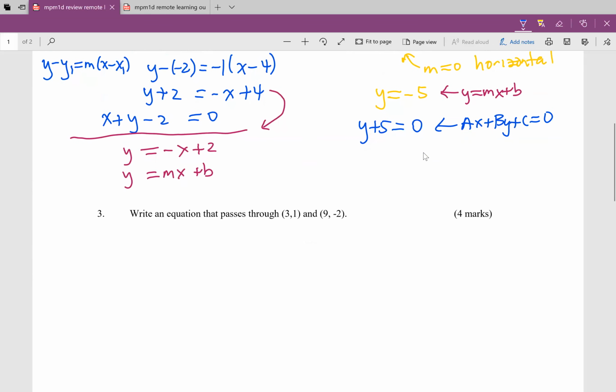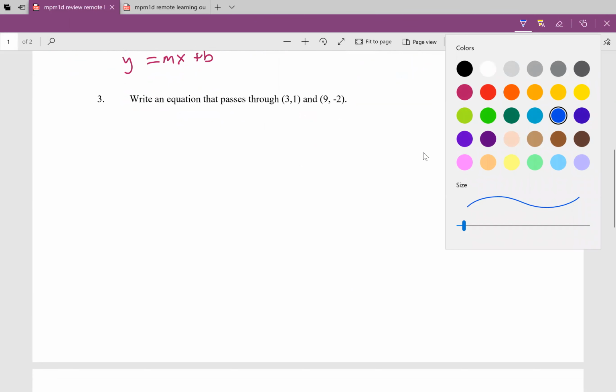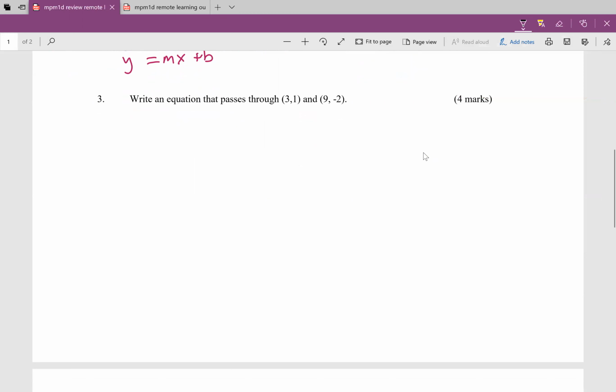Let's keep on going. Question 3. Write an equation that passes through the points (3, 1) and (9, -2). Notice, I think a lot of you realize we have to find the slope of this line. So -2 minus 1 all over 9 minus 3. We get in the numerator -3, and in the denominator 6. We have to reduce this fraction, so we get -1/2.